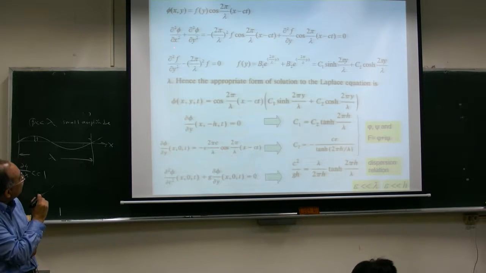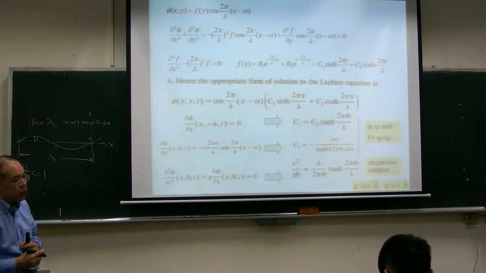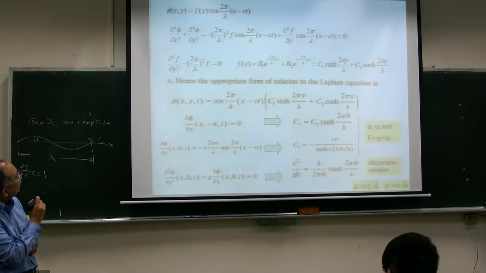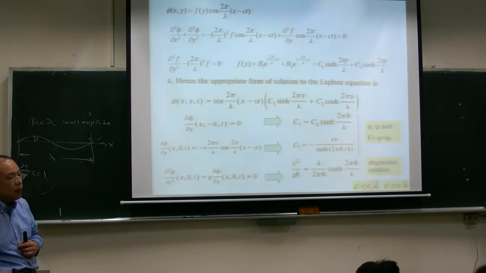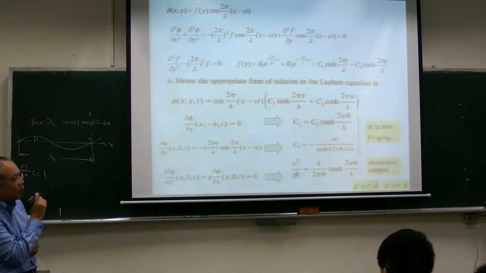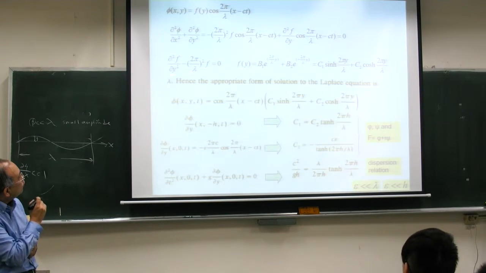This is our Gaussian equation: partial square phi partial x square plus partial square phi partial y square should be equal to 0. By using this solution form, we substitute into the equation and try to find out what f(y) should look like. After simplifying, we have this: the second derivative of f with respect to y, minus (2 pi over lambda) squared times f. The cosine and cosine cancel, so we have this function plus this function. So f(y) can be written as, if you can solve this ODE here.